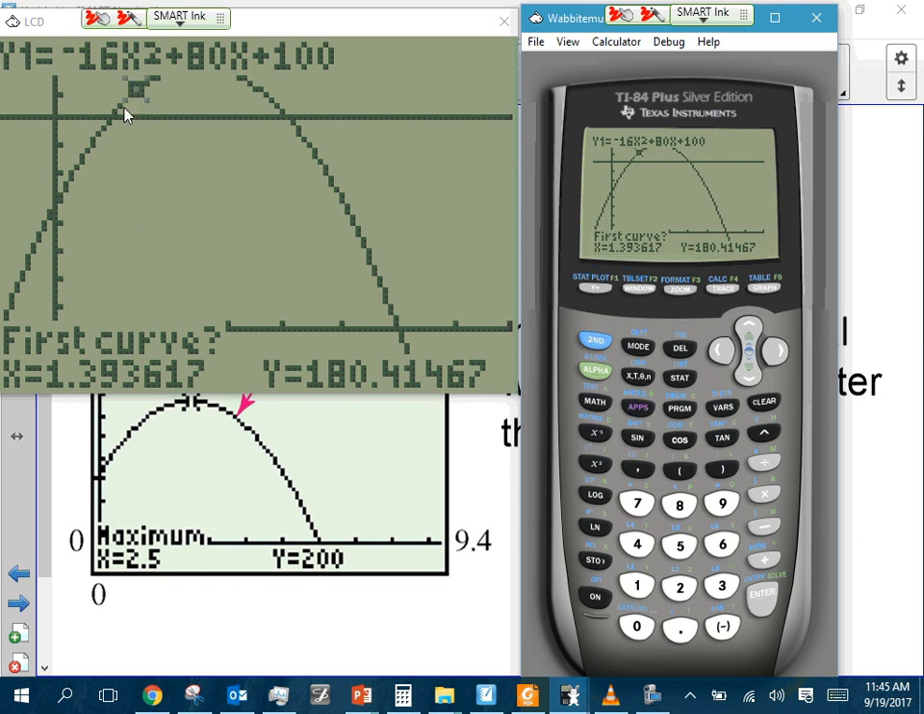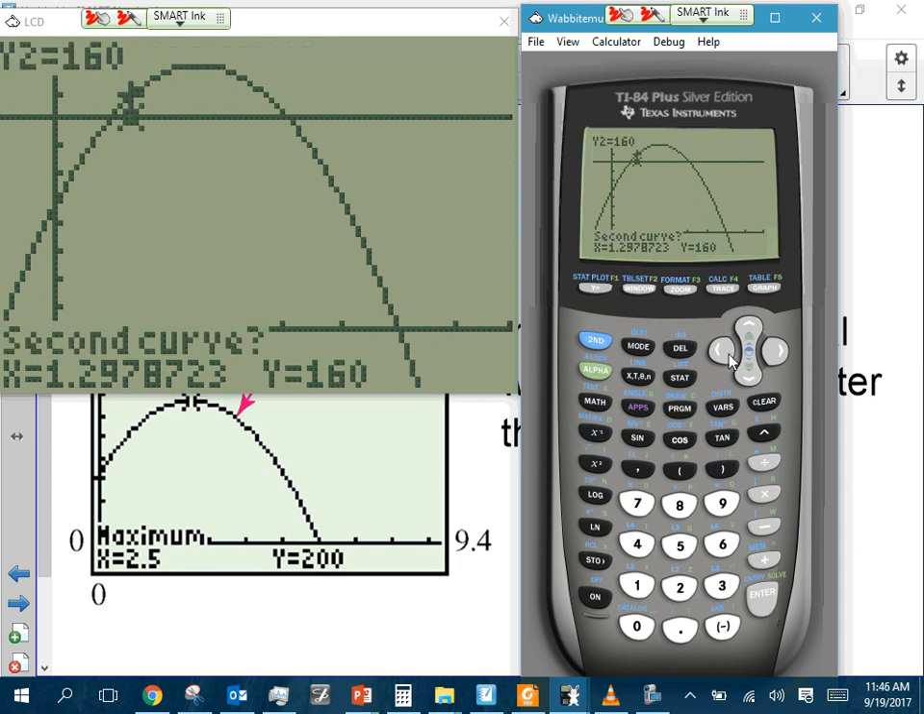And I'm going to move that cursor close to where I think the intersection of the 160 and the parabola is. I'm going to hit enter. It's then going to jump me to the next line. I can move that left and right, or the next curve. Notice it tells me what curve the cursor is on. So I'm going to move close to where I think that intersection point is, hit enter.